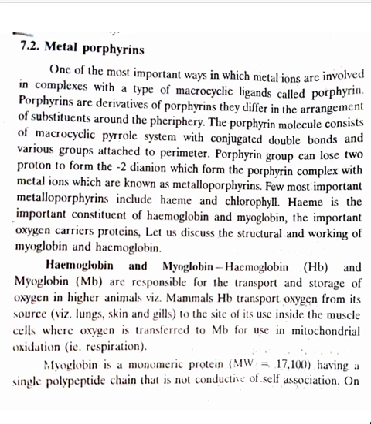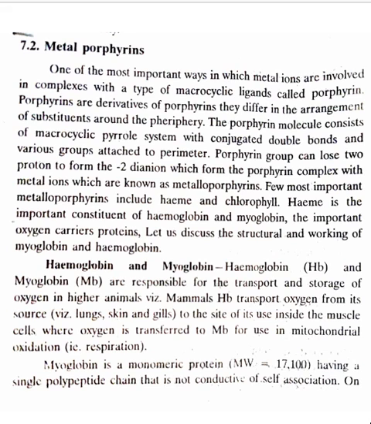We will study today porphyrins. One of the most important ways in which metal ions are involved in complexes is with a type of macrocyclic ligands called porphyrins. Porphyrins are derivatives of porphin. They differ in the arrangement of substituents around the periphery. The porphyrin molecule consists of a macrocyclic pyrrole system with conjugated double bonds and various groups attached to the perimeter.